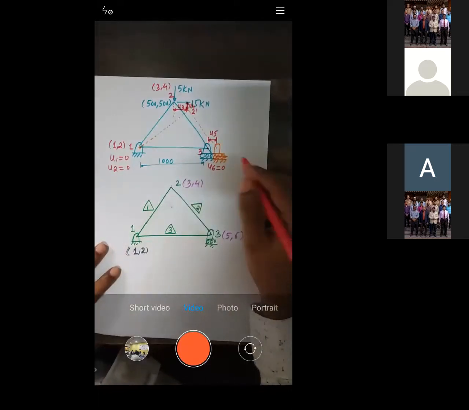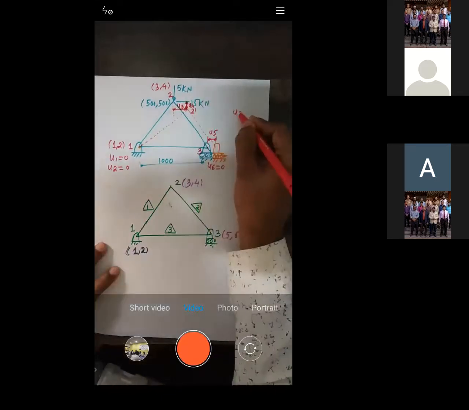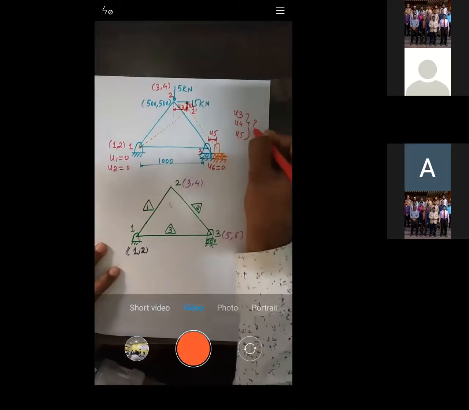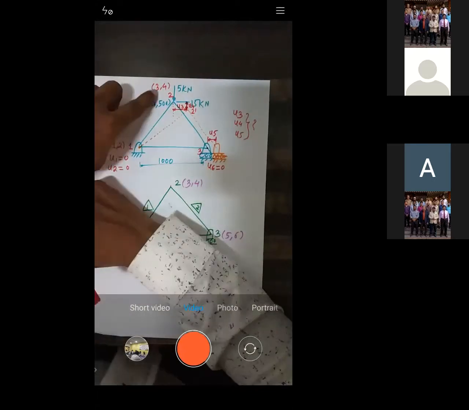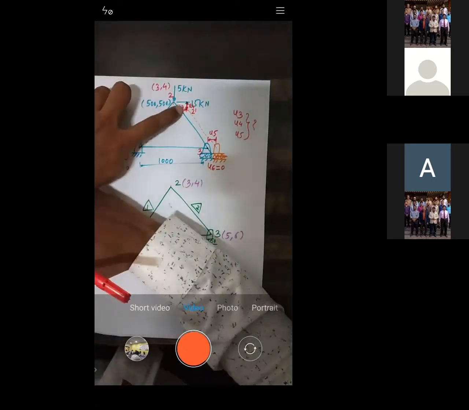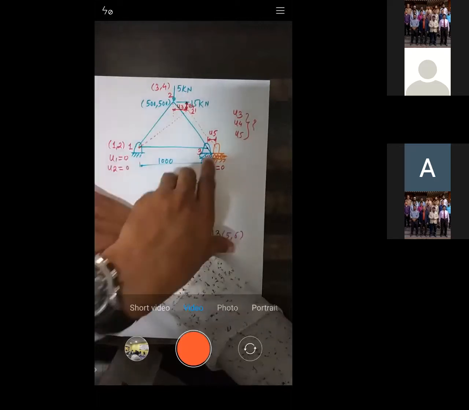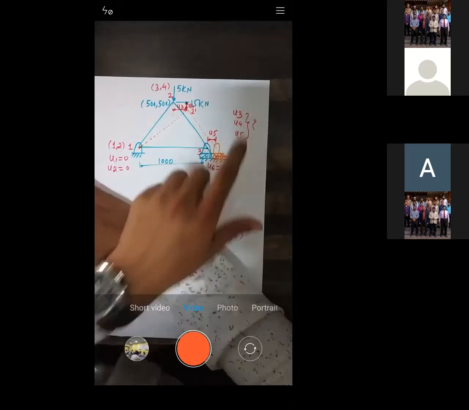So if you need to solve this problem, what do we need to get? We need to get U3, U4, and U5. These should be known. Displacement at node 2 in X, that is U3. Displacement at node 2 in Y, that is U4. Similarly, displacement at node 3 in X direction, that is U5, that we should determine. Is it okay with this one?